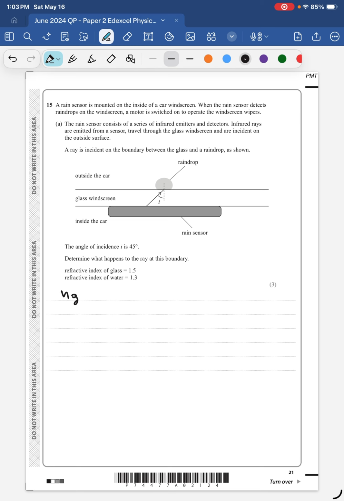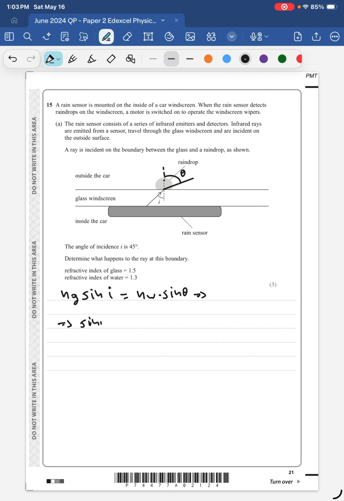So the index of refraction of glass times sine of the incident angle is going to be the index of refraction of water times sine of theta. And this is going to be larger, so it's going to bend away from the normal. So something like this. Okay, so that's going to be theta. And the reason why it bends away from the normal is that we go from an optically denser material, which is glass, to water, which is an optically thinner material.